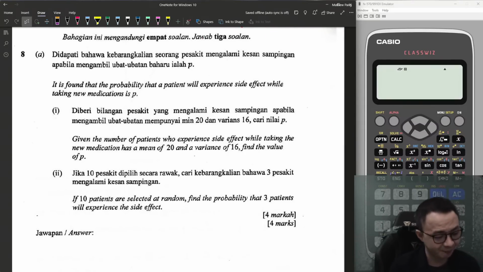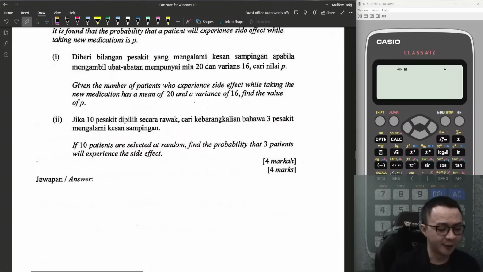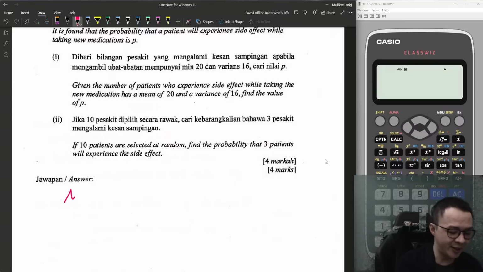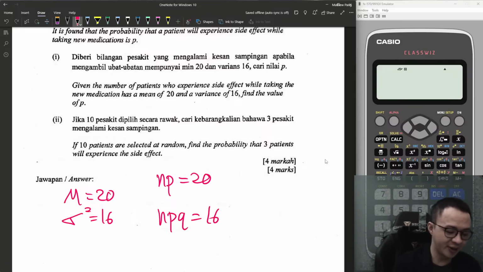Yeah, number 8. It's found that the probability of the patient will experience the side effects of taking the new medication is P. So probability of side effects is P. So Q is 1 minus P now, right? So this is binomial. Obviously, this is binomial distribution. So given that the number of the patients who experience the side effect while taking the new medication have the mean of 20, variance of 16. Binomial, we all know the mean is basically NP, right? Variance is NPQ, right? So from here, I should be able to get Q.